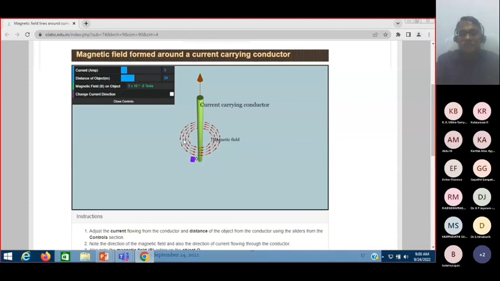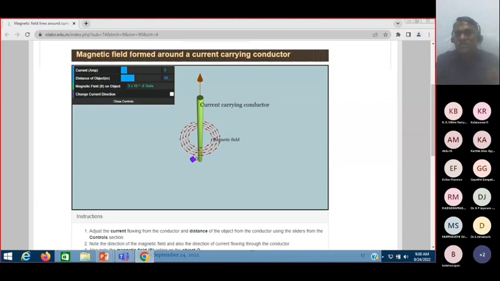But please remember that although only a few circles are drawn, theoretically this field will extend to infinite distance. It's just that the longer the distance, the weaker the field. Okay, a current carrying conductor produces a magnetic field.